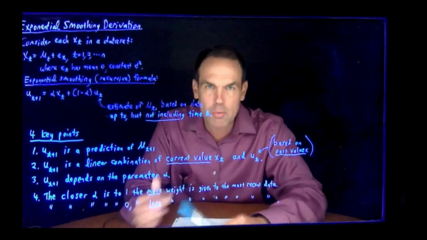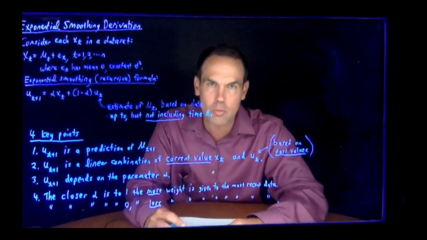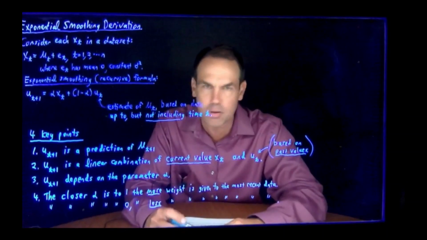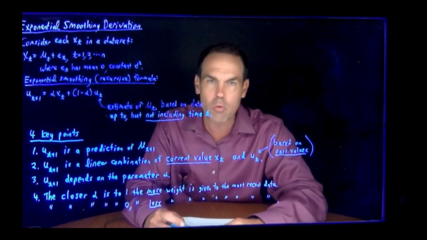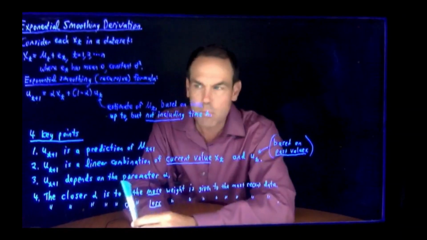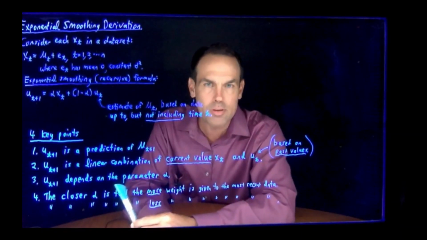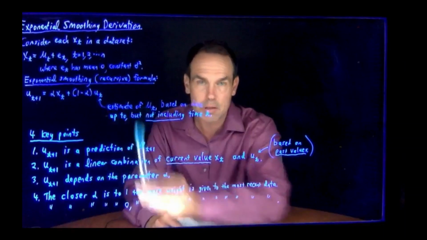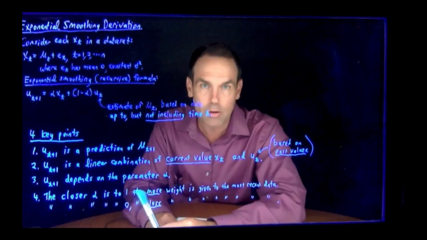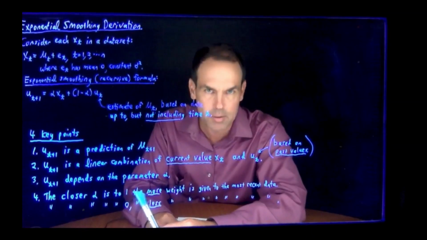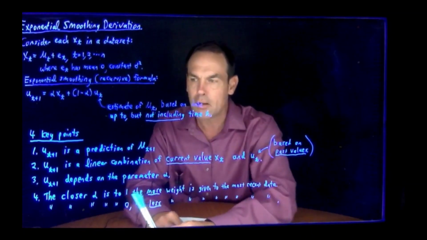So, four key points. We've touched on some of them already, and we've motivated the topic to where it's going to be pretty straightforward here. First of all, number 1, u sub t plus 1, that's how the formula started. u sub t plus 1 is a prediction of mu sub t plus 1. That follows completely from the fact that u sub t is an estimate of mu sub t. So I would totally expect u sub t plus 1 to be a prediction of mu sub t plus 1. That's not surprising at all.